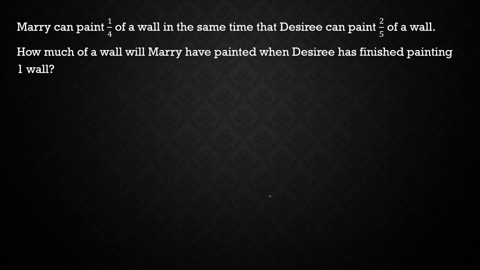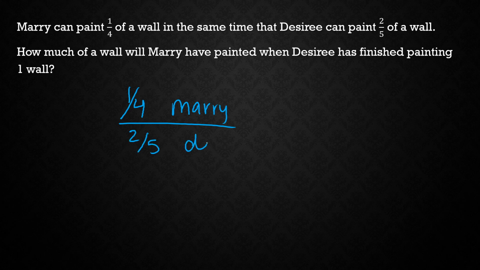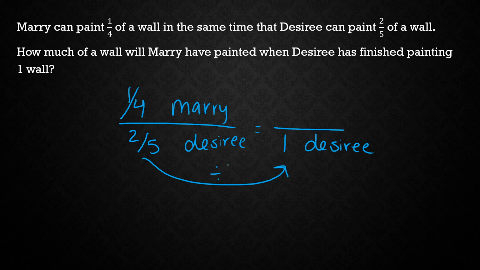Mary can paint 1/4 of a wall in the same amount of time that it takes Desiree to paint 2/5 of a wall. How much of a wall will Mary have painted when Desiree has finished painting one wall? Okay, so 1/4 of a wall is Mary, and 2/5 of a wall is Desiree. By the time Desiree finishes one wall, I'm going to divide by that 2/5 on top and bottom.